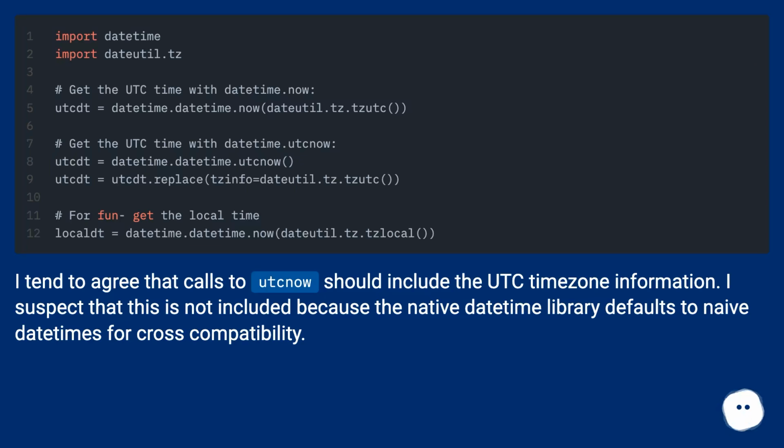I tend to agree that calls to utcnow should include the UTC time zone information. I suspect that this is not included because the native datetime library defaults to naive datetimes for cross-compatibility.